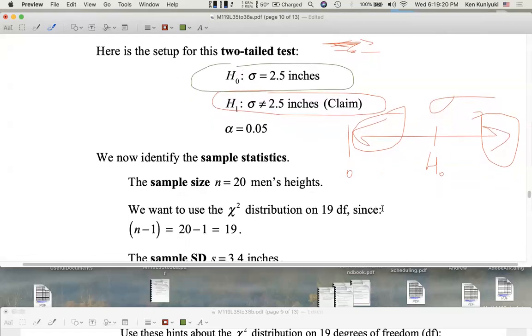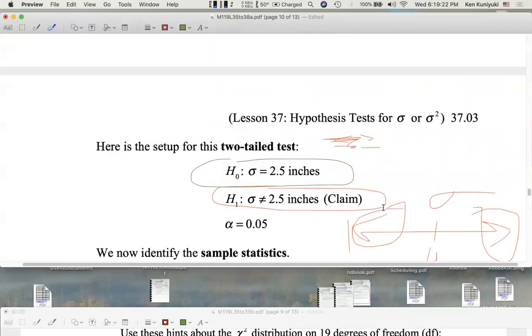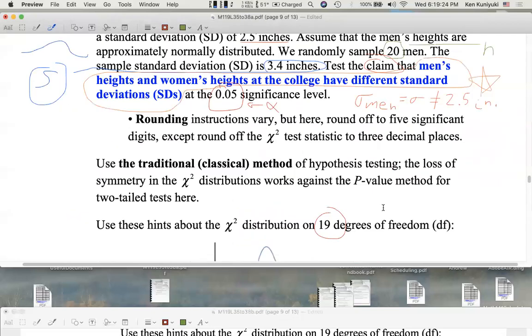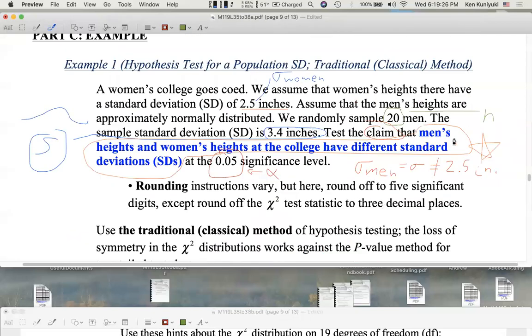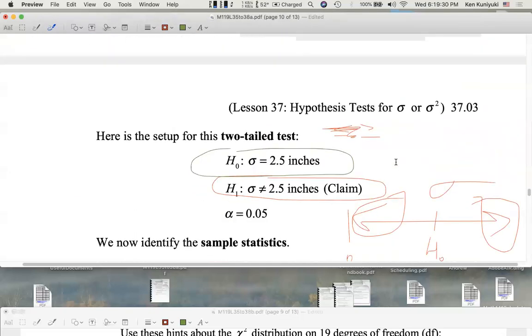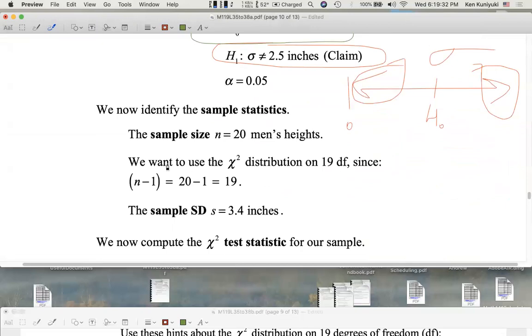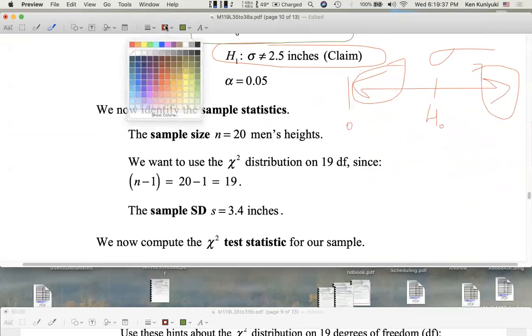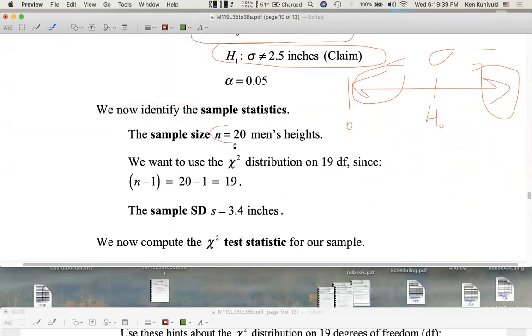Okay. We now identify the sample statistics. And we talked about these before, right? I mentioned that up here. And it's good to label these things so you don't have to keep rereading the problem. Okay, the sample size, n, equals 20. There are 20 men, and we measure their heights. We need to use the chi-square distribution on 19 degrees of freedom, which means that my hint was helpful.